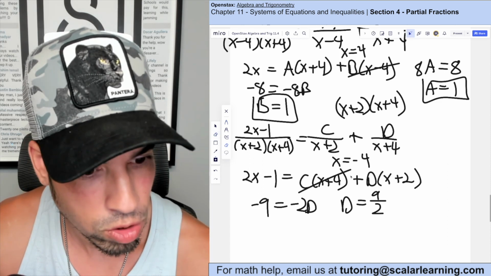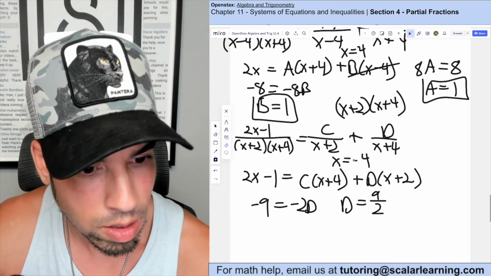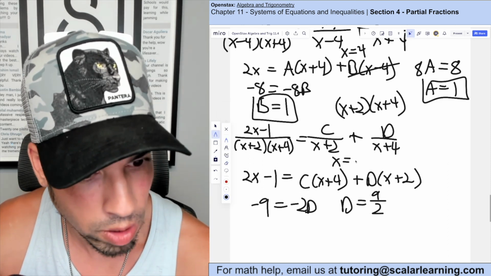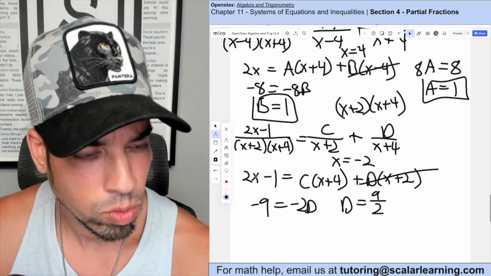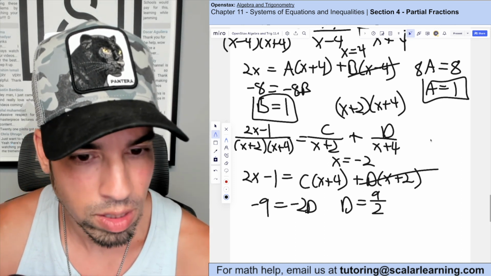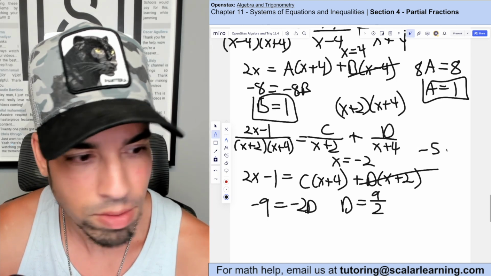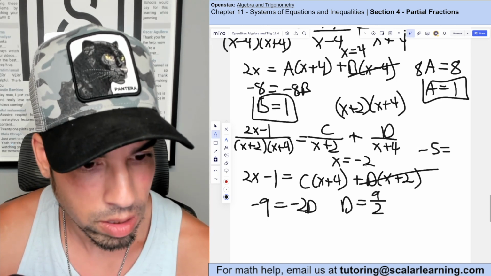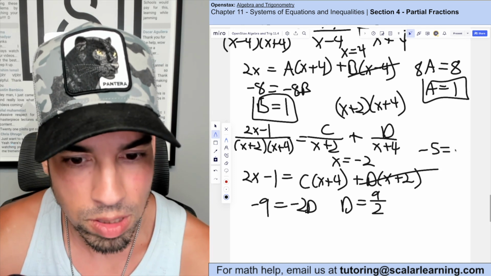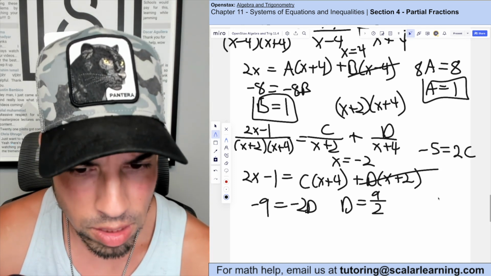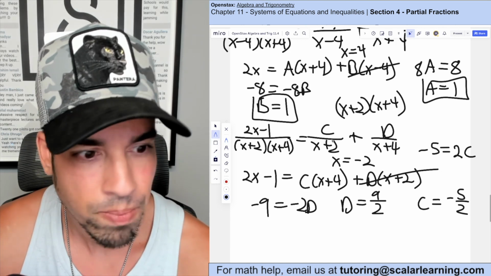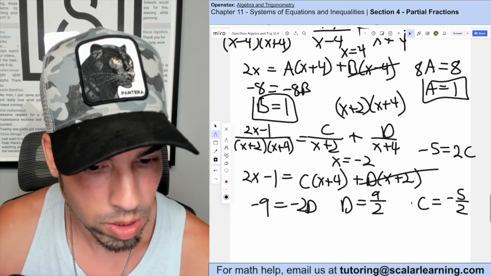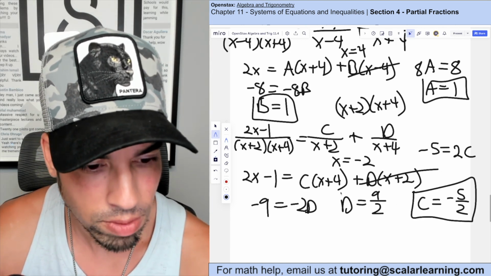Okay, now we're going to solve for c by plugging in -2. The reason why is because that's going to zero this out. So -2 times 2 is -4 minus 1 is -5. And -5 is equal to -2 plus 4, which is 2 times c. And then divide both sides by 2. c equals -5 halves. All right, so now we have A, we have B, we have C, we have D.